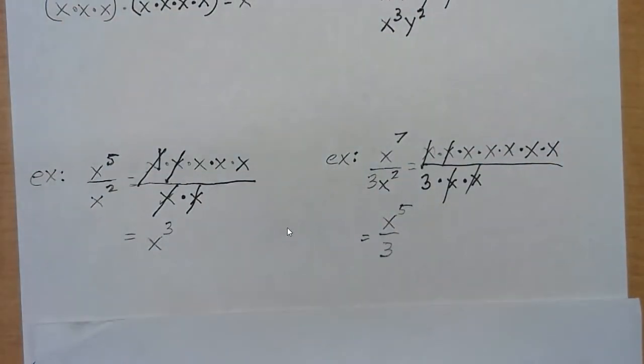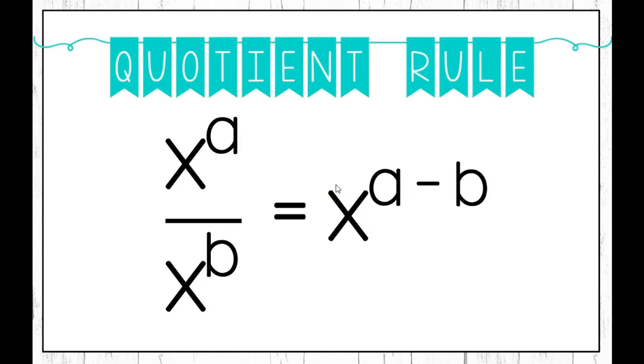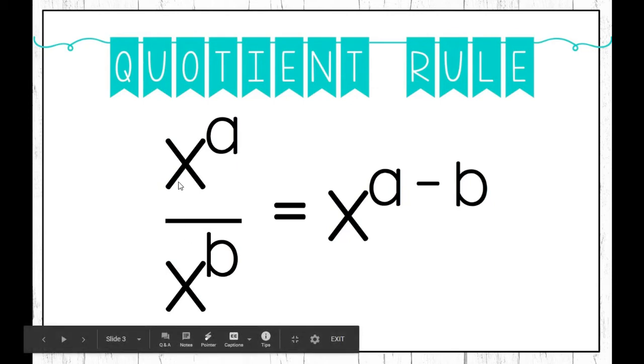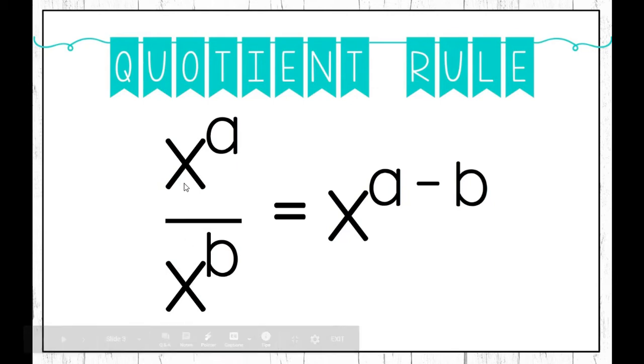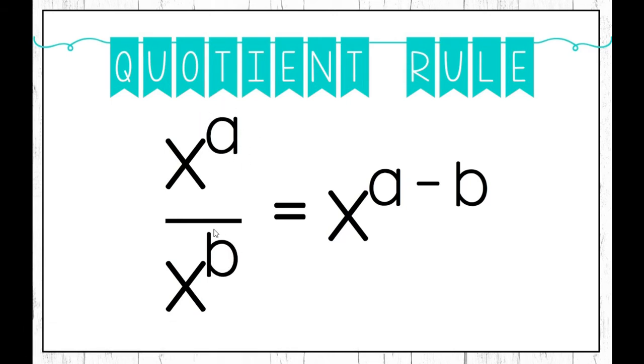Now we don't have to write these steps out all the time. Here's our shortcut. Next is the quotient rule. So as long as these are the same base, they have the same matching variable, when they're divided by each other, you can take the exponent in the numerator and subtract away the exponent in the denominator and get your final answer.